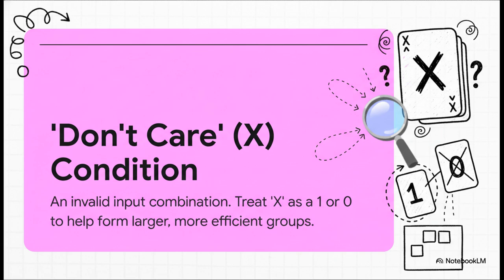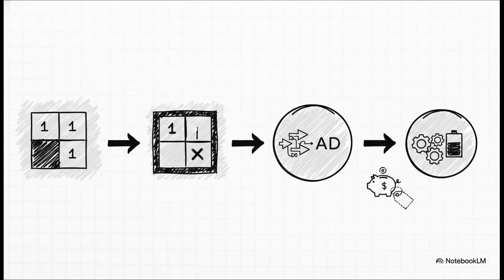And here's the best part. You get to decide if you want to treat that X as a 1 or as a 0. You use it as a 1 only if it helps you make a bigger group. It's basically like having a wild card in a game of cards. And why is that so useful? Well, think about it. Bigger groups give you a much simpler final expression, and a simpler expression means you need fewer logic gates to actually build your circuit. And of course, fewer gates mean your circuit is cheaper to make and more efficient to run. So yeah, using don't cares is just plain smart engineering.